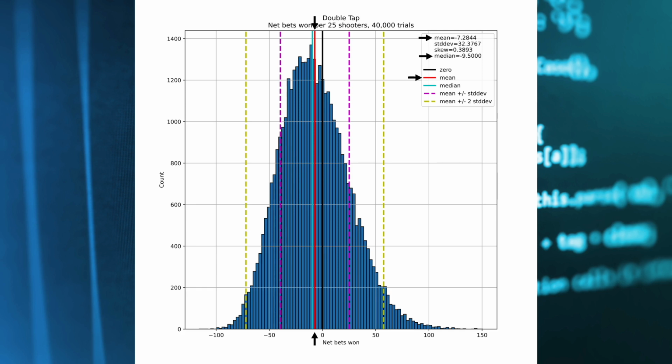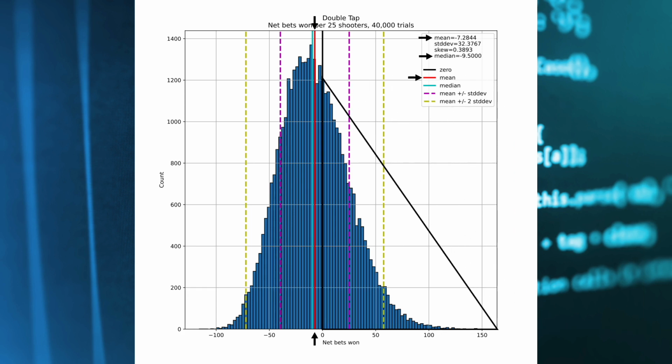Since the median is close to the mean, and we'll talk about the difference a little later in the video, we can say that half of the time you'll do better than that, and half the time you'll do worse. As usual, keep in mind that no strategy is going to have a mean that's greater than 0. The casino makes sure of that.